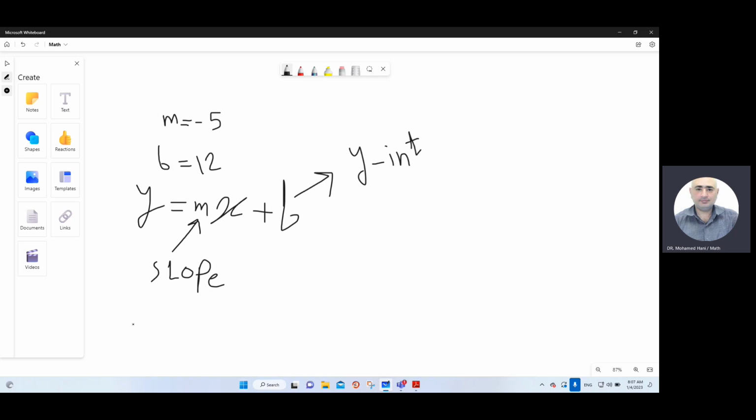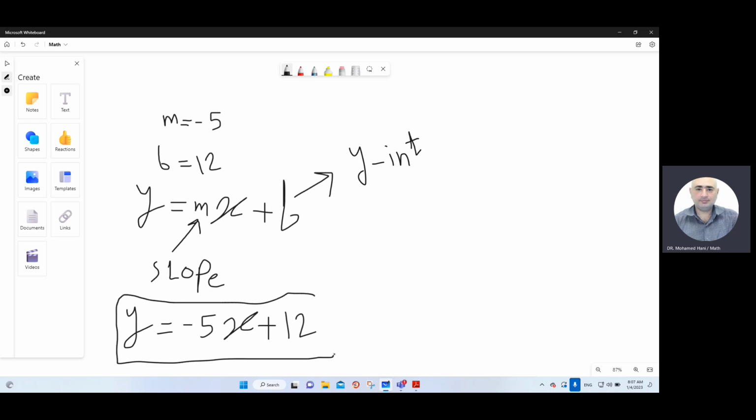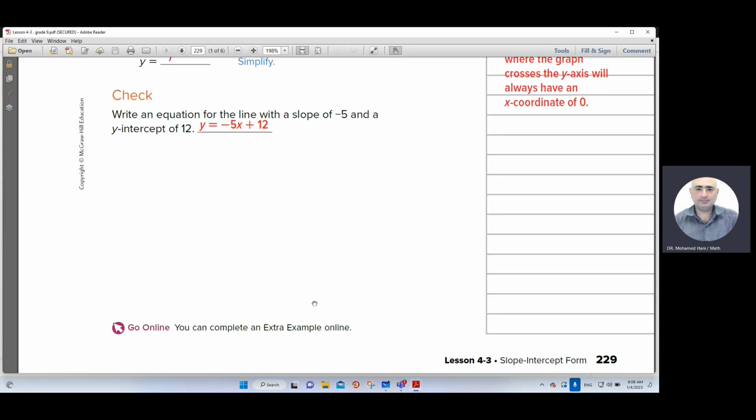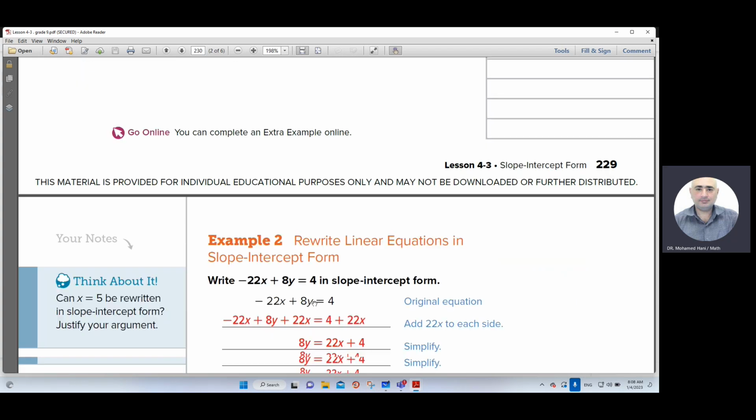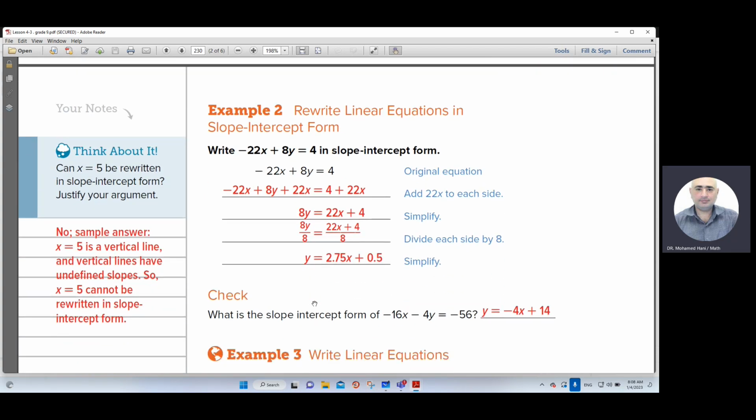So how to write the equation? Just substitute the values. So y equals, what is the value of m, Ali? Minus 5. So write here minus 5x. And what is the value of b? 12. Right. Listen to this example, please.